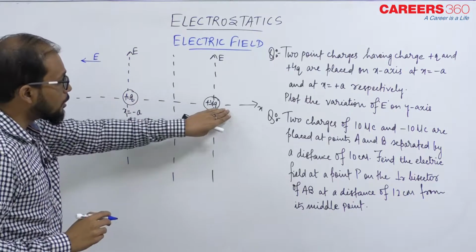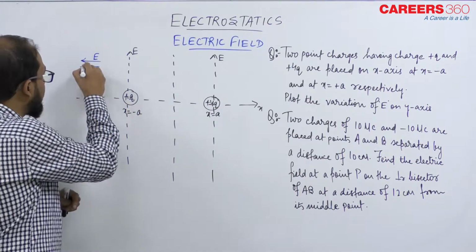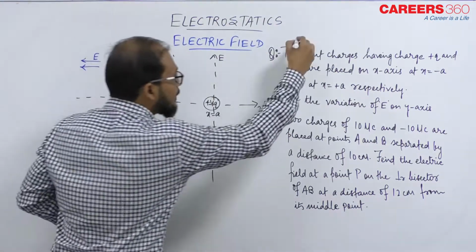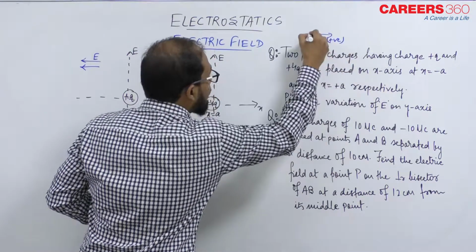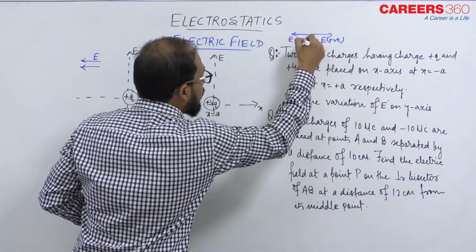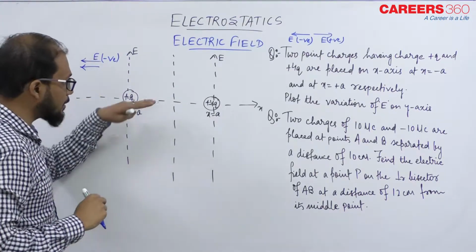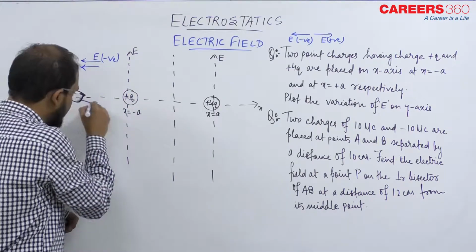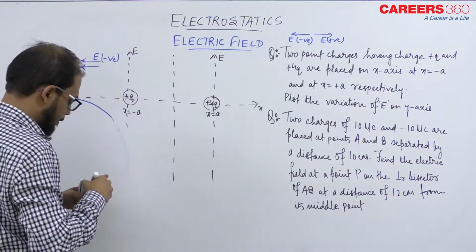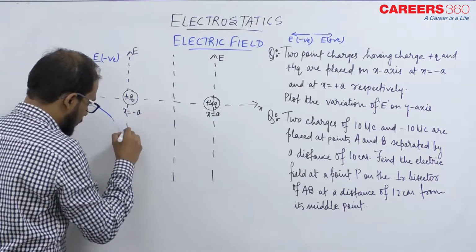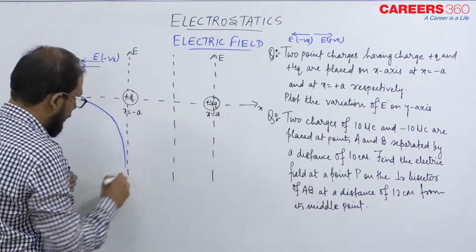And due to this plus 4q charge, the electric field will also be in this direction, and we have taken a sign convention that if the electric field is in this direction, it will be positive, and if the electric field is in this direction, it will be negative. So here the electric field is negative. That means it will be represented below the x-axis, and it will be like this.